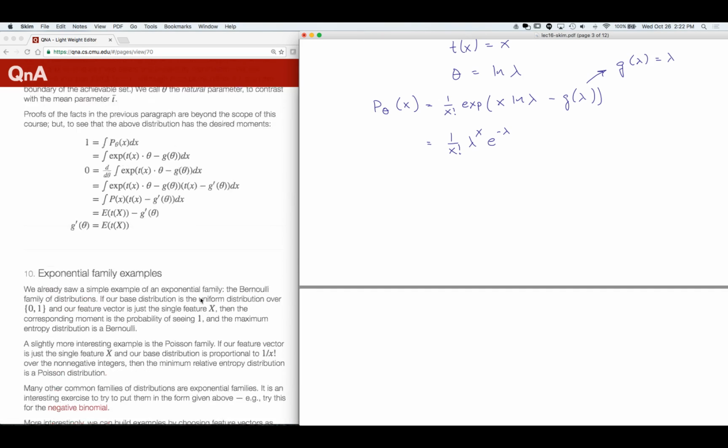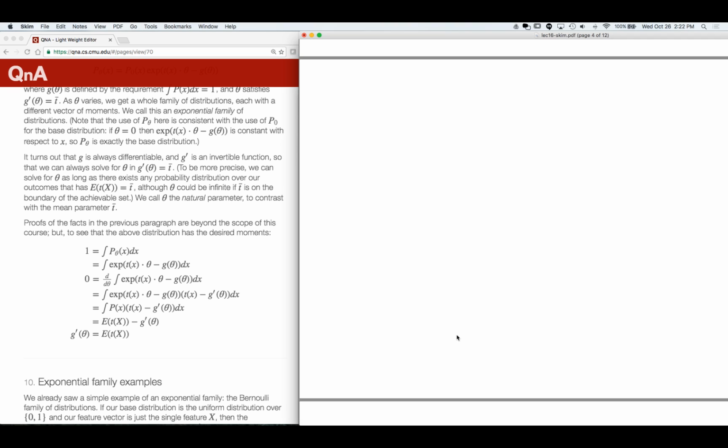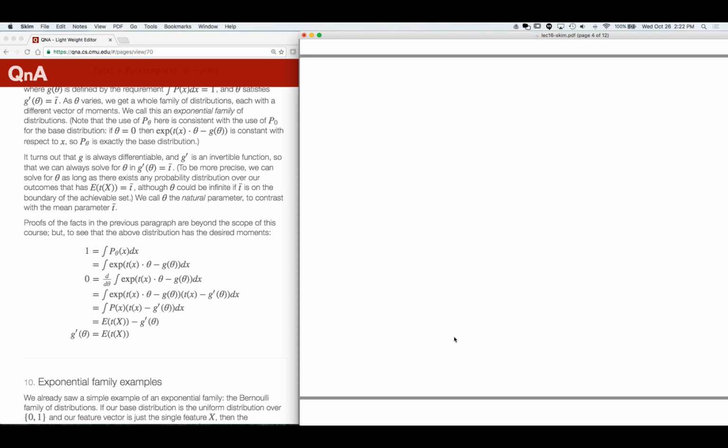Now, to give us a little bit more practice, I think it's still worth going through this derivation. So I'm just going to write it out again here so that I can go through each step. What I'm trying to show is this bottom line, right? Whatever theta is, if we take g prime of theta, that's going to give us the expected value of the feature vector. In other words, it's going to give us the moments. And so that means that if we want to find the right theta, we have to solve the equation g prime of theta is equal to our particular vector of moments. And the way we derive it is maybe a little surprising.